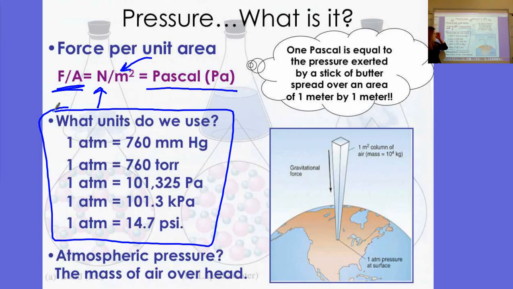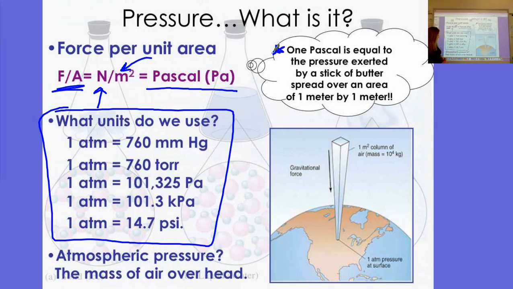So what is exactly a Pascal? Well, here it says 1 Pascal is equivalent to the force exerted by a stick of butter spread over an area of 1 meter by 1 meter. It's probably not very much.